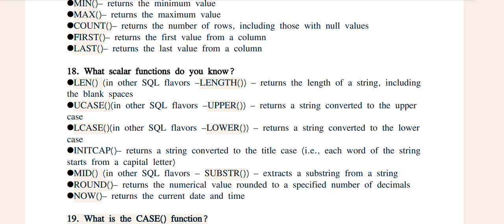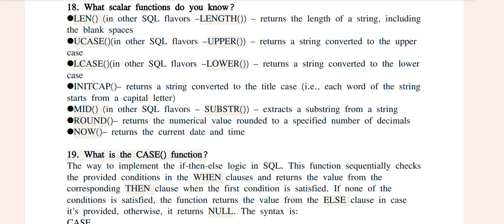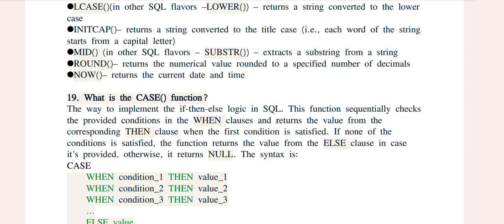What scalar functions do you know? LEN, or in other SQL flavors LENGTH, returns the length of a string including blank spaces. Upper, in some SQL flavors, returns the string converted to uppercase. Lower returns the lowercase. INITCAP returns the string converted to title case, with each word starting with a capital letter. MID extracts a substring from the string. Round returns the numerical value rounded to the specified number of decimals. NOW returns the current date and time.